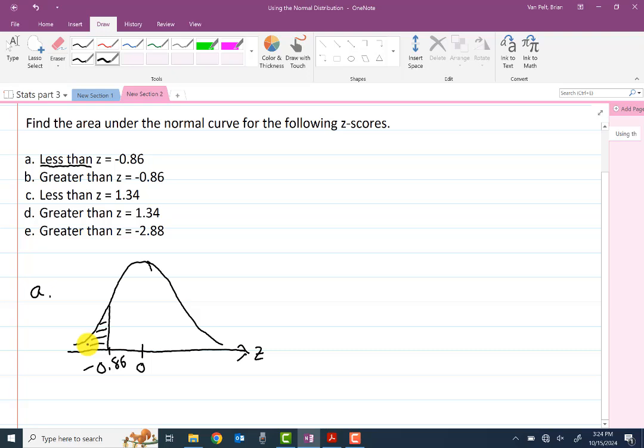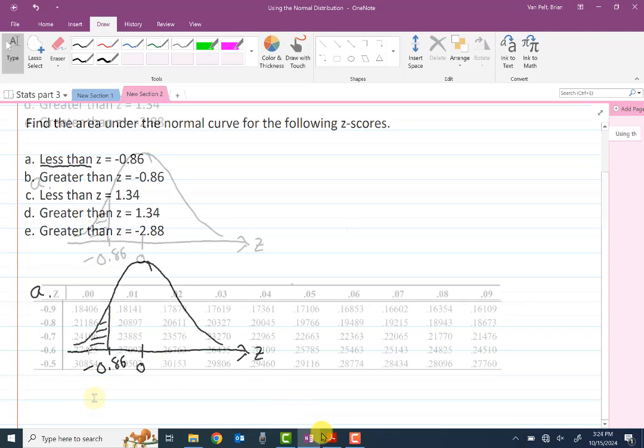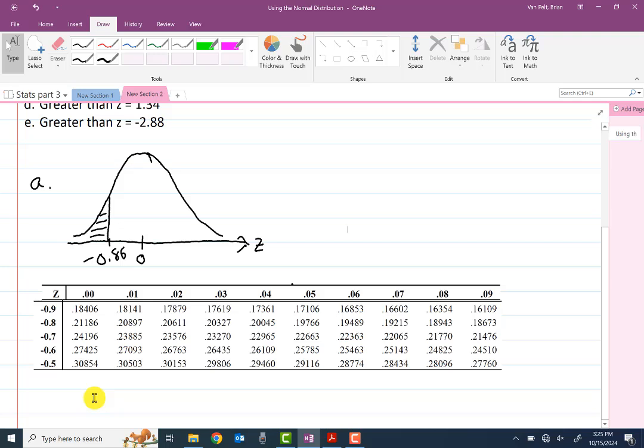And now what we do is we go to the normal distribution table and try to figure out what the area of this shaded region is. And that is exactly what they're looking for. All right, I've brought out the relevant section of the table. So I'm going to go along the negative 0.8 row. There's my row. And then this is my column. So I have negative 0.86 there. So I'll go across here and down here. There's our guy, 0.19489.